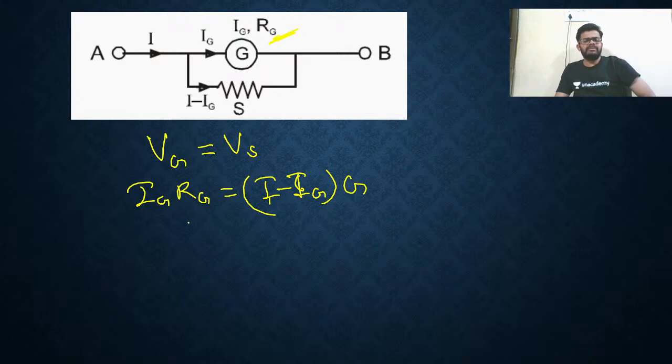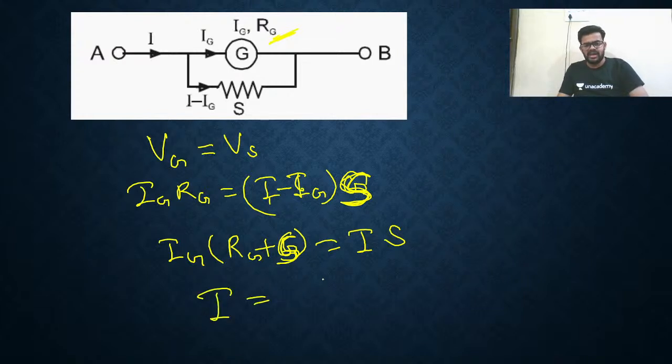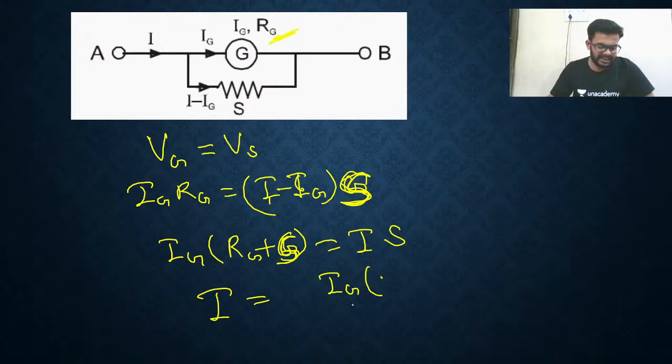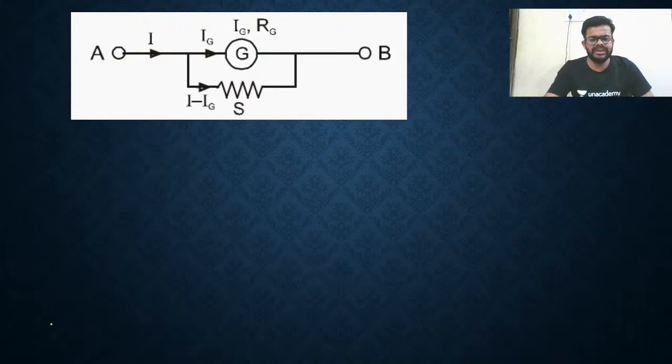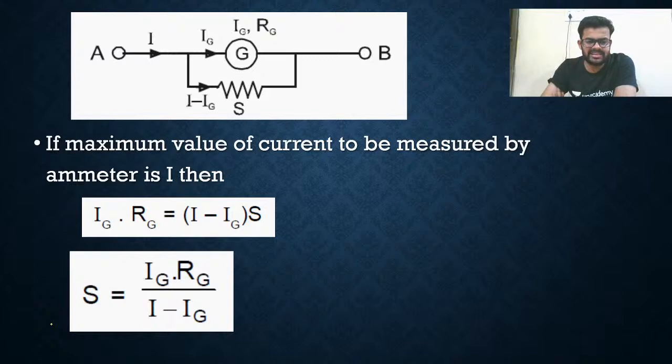Simply, the potential difference is the same across both. Now Ig is common, so you get Ig into (Rg plus S) equals I into S. Sorry, this is S. Here we are just using Ohm's law, nothing else. The maximum current is measured by Ig into Rg, and I minus Ig, where I is the maximum current. So we are getting S equals Ig Rg divided by I minus Ig.